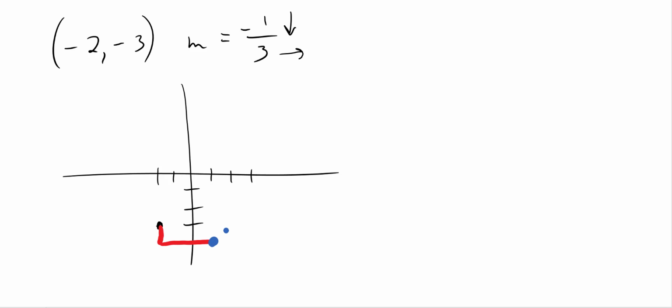Okay, so again, from this point, I went down 1 and to the right 3. Okay, and then you go ahead and graph it, connect the points, and there's your graph. Okay, and again, you notice there it's a negative slope, and sure enough, it's going downhill.